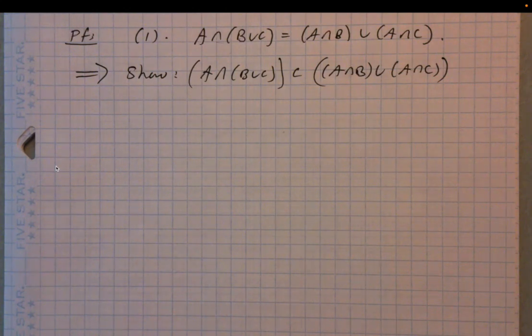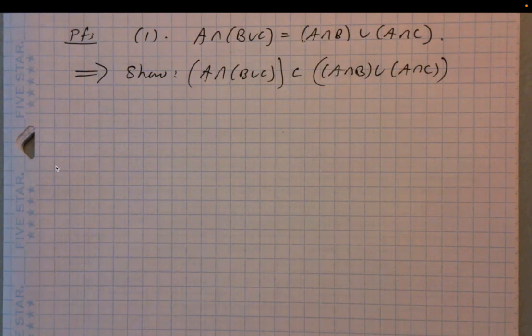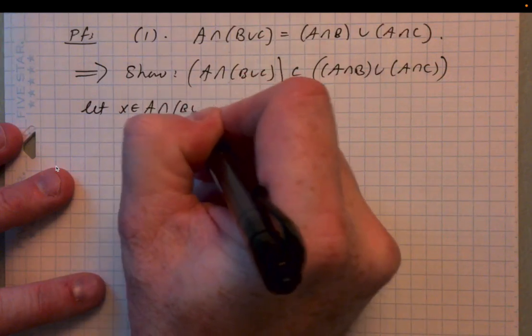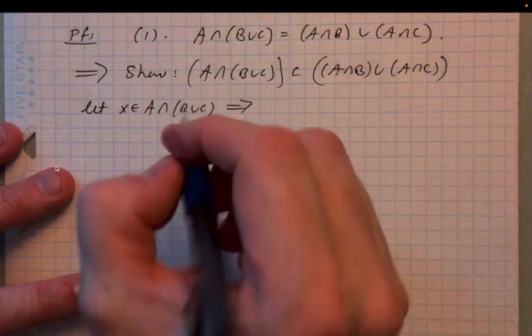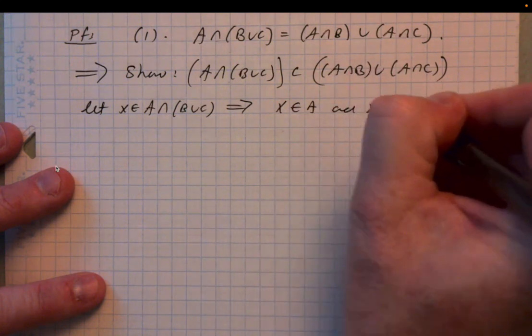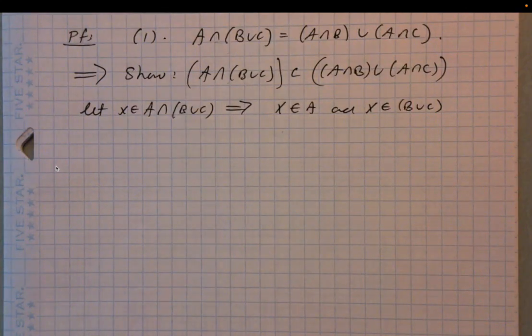So we need to show the containment in this direction. The way to show that something is a subset of something else is to take an arbitrary element from this set and show that it must also be over here. If you do that, because the element you've chosen is arbitrary, you've shown that the containment is true. So let x be an element of A and B or C. What does that imply? Basically it implies that x is in A and x is in B or C. That's all that means.